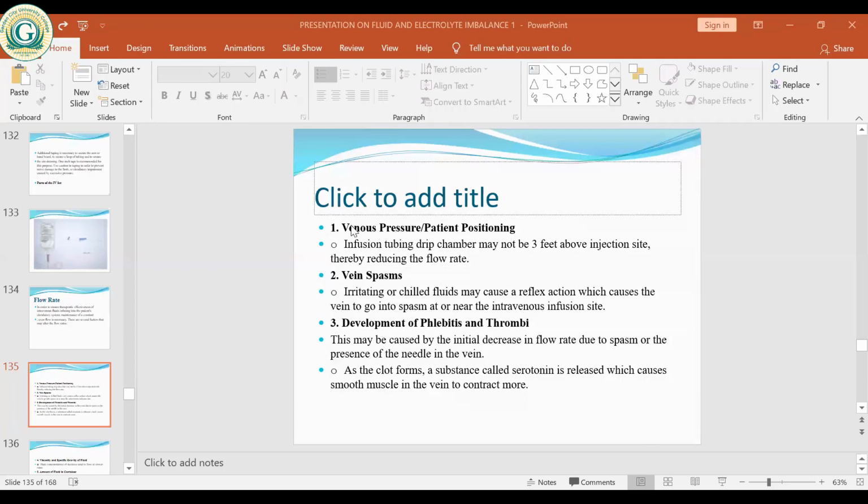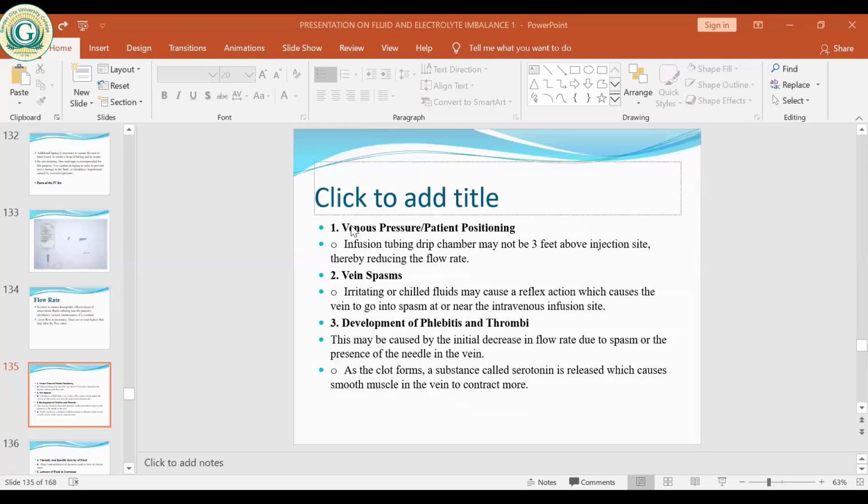So one factor that affects the flow rate is venous pressure or patient positioning. Sometimes you have the line, the cannula is inside the vein, but the patient's position prevents the blood from moving up. So you connect the infusion and it's not flowing, but you see the cannula is inside the vein. Check the venous pressure, check the patient positioning.